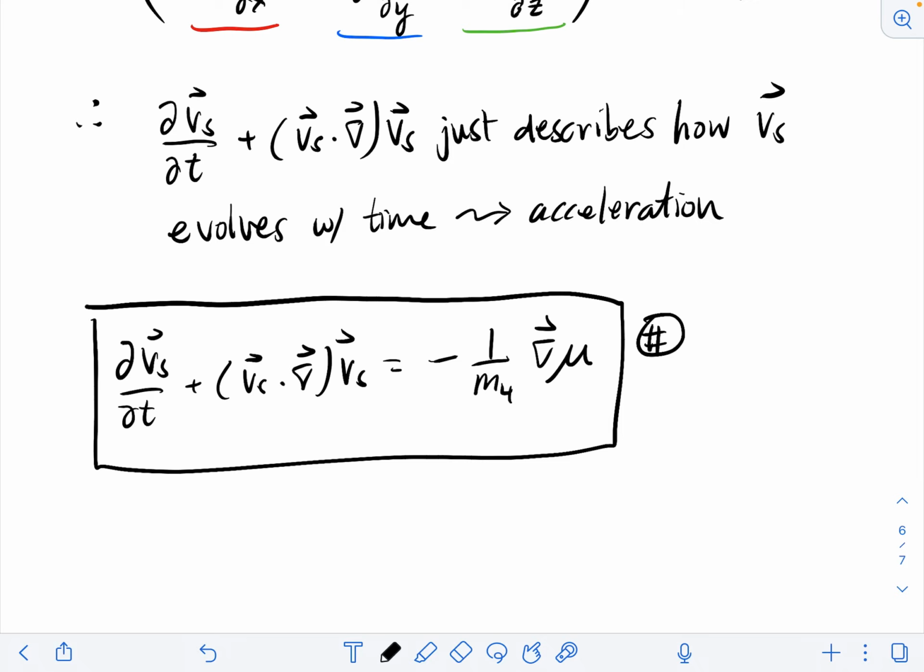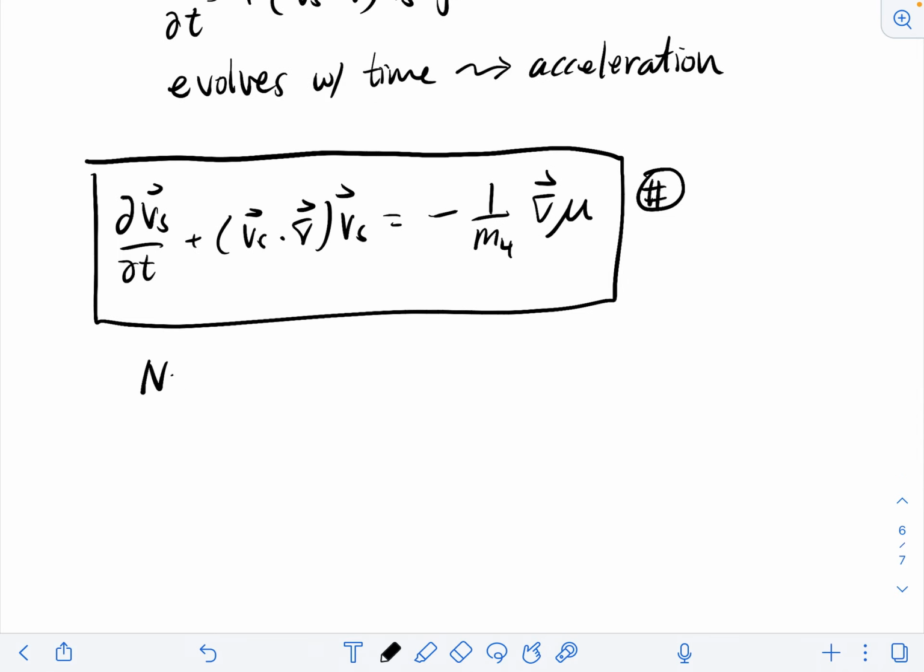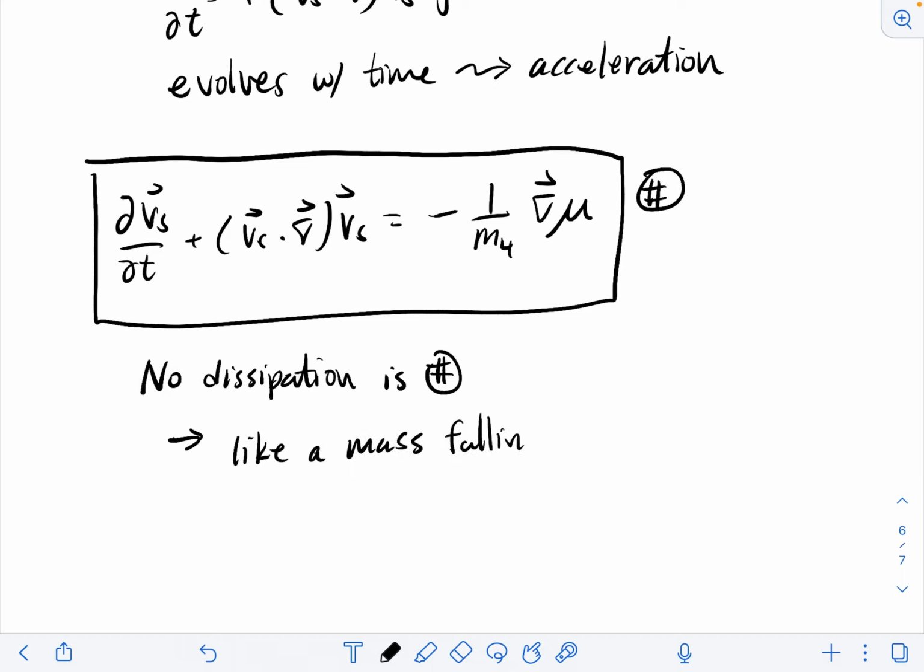So there's no dissipation in this equation number star, and so my claim is that this is somewhat analogous to a mass falling in a gravitational potential energy. Wow, I should really say a gravitational field.